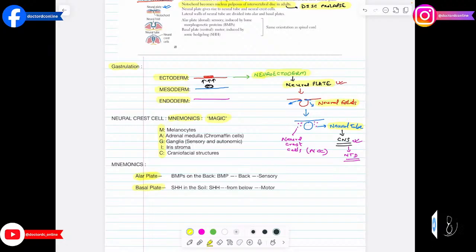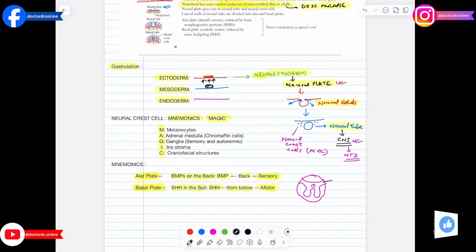So here is the mnemonic: BMP on the back, meaning BMP, back, sensory. SHH from below, the motor. Think of this like spinal cord organization. Here is a spinal cord with a central canal, and here is the dorsal horn, which is sensory, and this is the ventral horn, which is motor. The same orientation is maintained from embryology into adulthood.